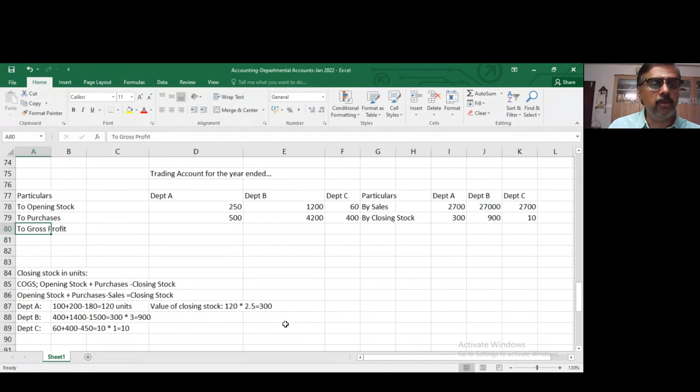Now, finally, the gross profit is a balancing figure. The valuation of opening stock is given, and we have got purchase figures, we have got sales, we have got closing stock. So the balancing figure is the gross profit. So let us determine the gross profit. 3,000, 27,900, 2,710. So here 3,000.